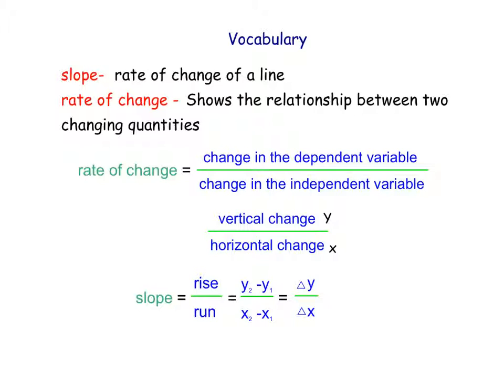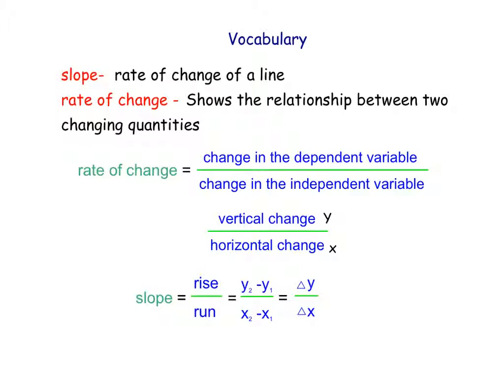The rate of change is the change in the dependent variable, in the last case the height, over the change in the independent variable. So it's that ratio, change of the dependent variable over the change of the independent variable. Or on a graph, we can represent it as the vertical change, which is the y, over the horizontal change, which is the x. So to find the slope, you could find that vertical change over the horizontal change.